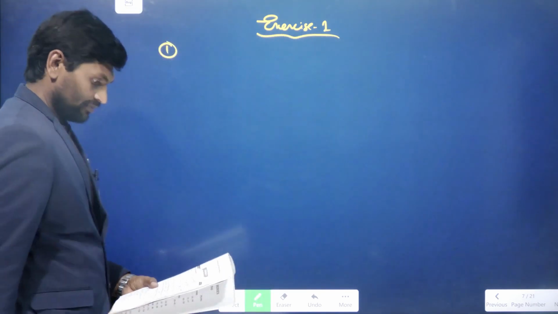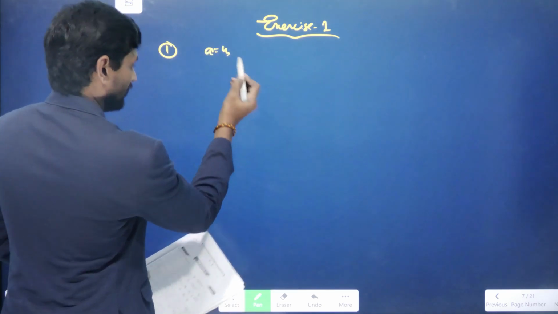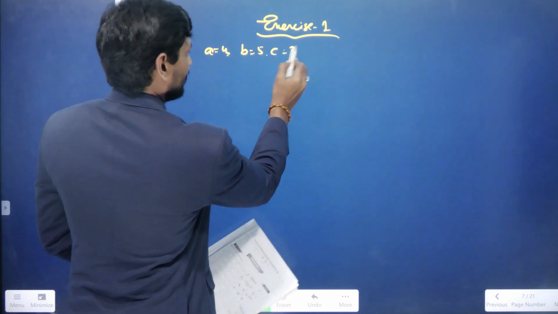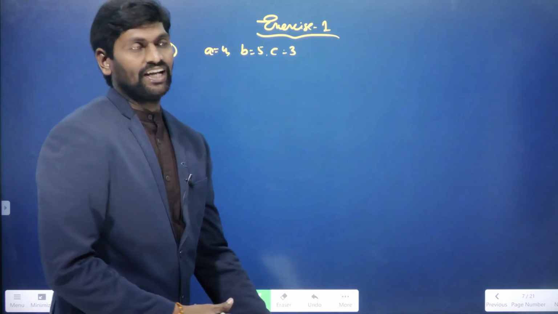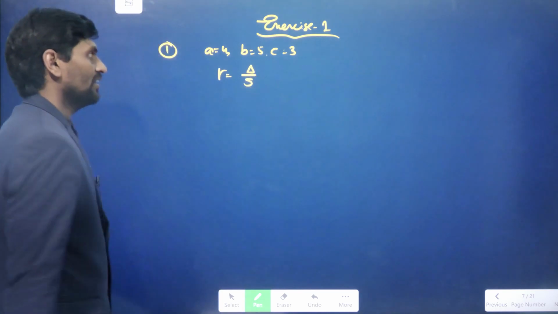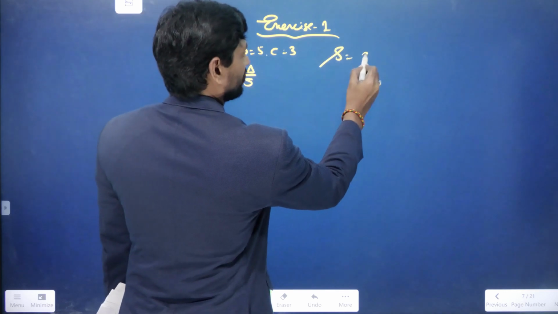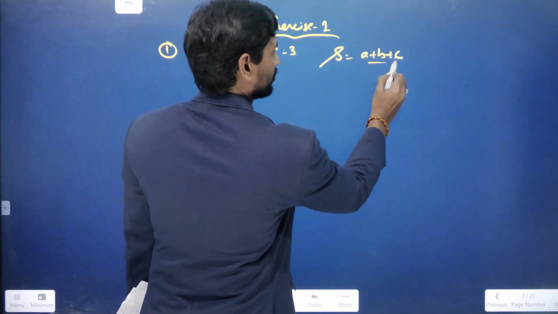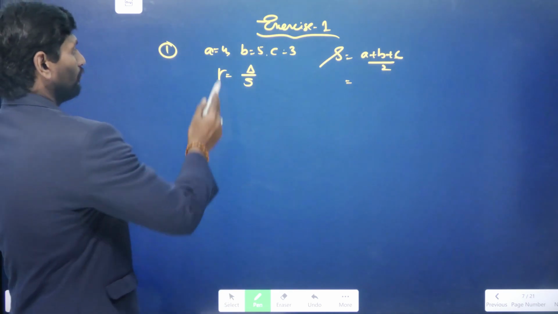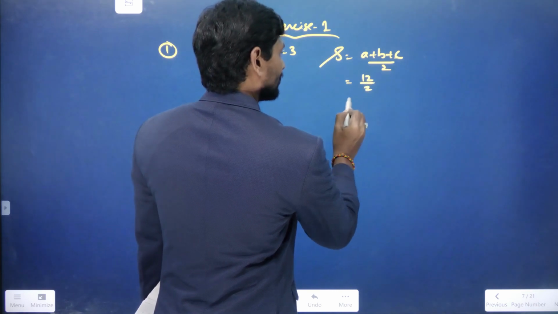The first problem: in triangle ABC, a value is 4, b value is 5 and c value is 3. Then we need to find the r value. r is nothing but delta by s. So let us find the s value. s is equal to a plus b plus c by 2, the semi-perimeter formula. So add all of them: 4 plus 5 is 9, 9 plus 3 is 12, 12 by 2 is 6.